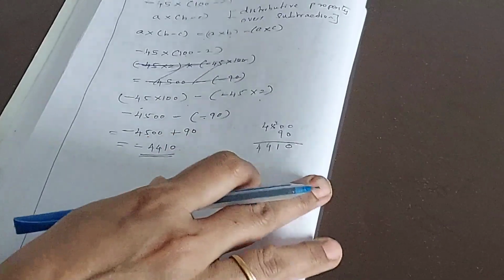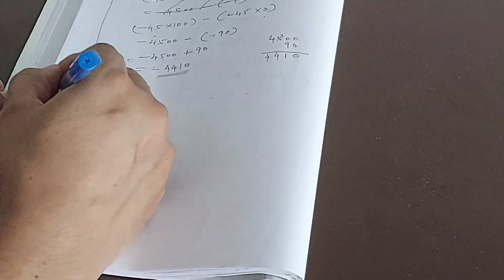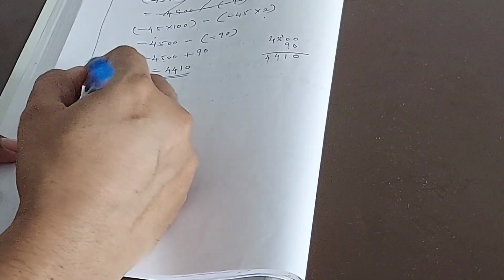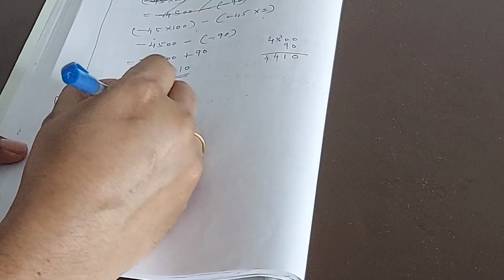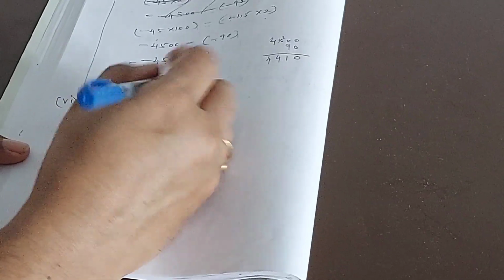Okay, so next we will move on to the sixth subdivision. The sixth problem is again minus 45 multiplied by 102.